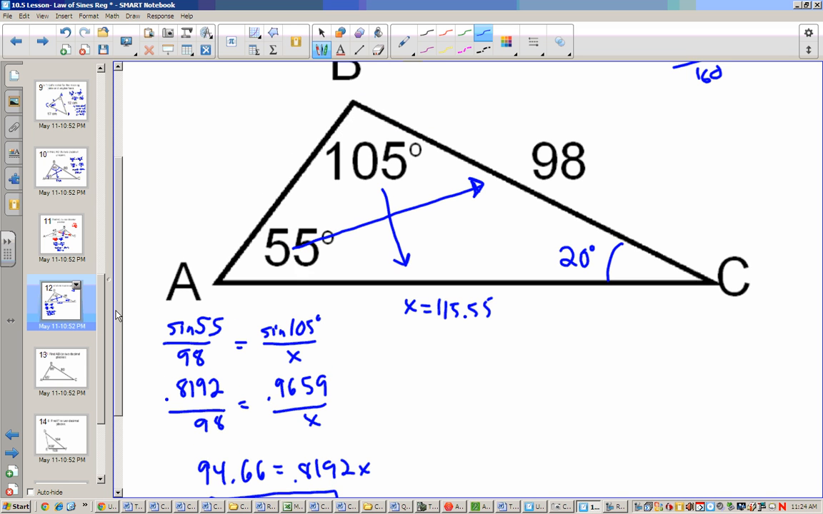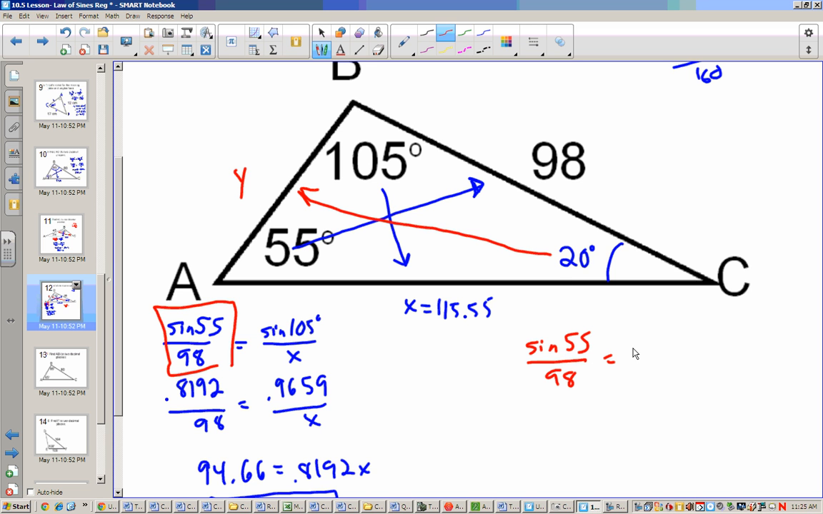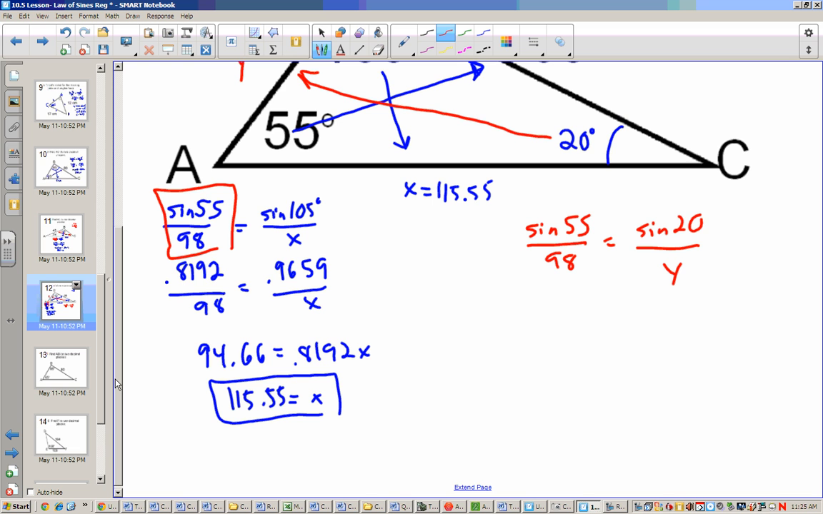Now, I'll do the next part in red. I need to find AB. Let's call that Y. That's across from the 20 degrees. So I can start off my left-hand side the same way, where I'll say the sine of 55 over 98. But now, if I want to find Y, that's opposite of 20, so I'll say the sine of 20 over Y. We'll do the same math. So sine of 55, sine of 20, that gives us 0.8191 over 98 is equal to the sine of 20, which is 0.3420 over y.